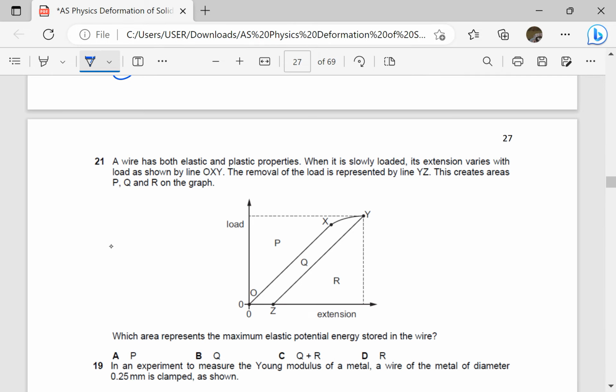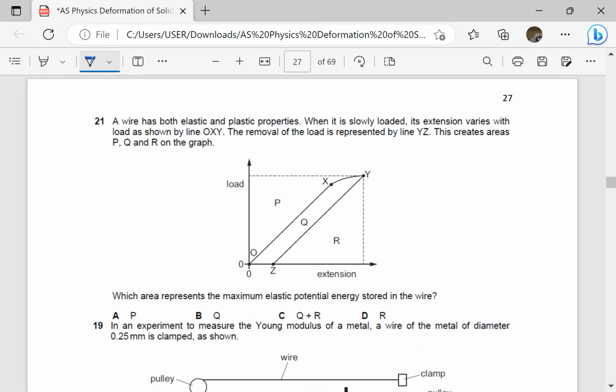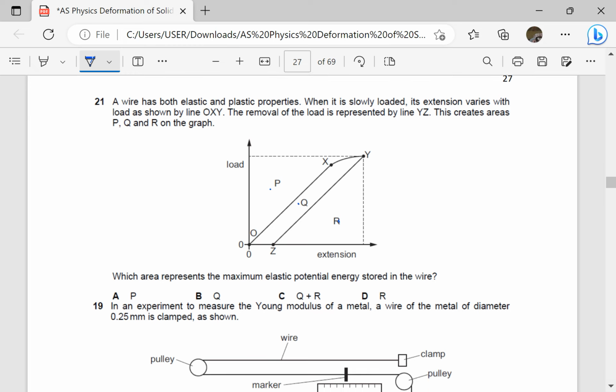A wire has both elastic and plastic properties. When it is slowly loaded, its extension varies with the load as shown by the line OXY. The removal of the load is represented by line YZ. This creates areas P, Q, and R. Which area represents the maximum elastic potential energy stored in the wire?